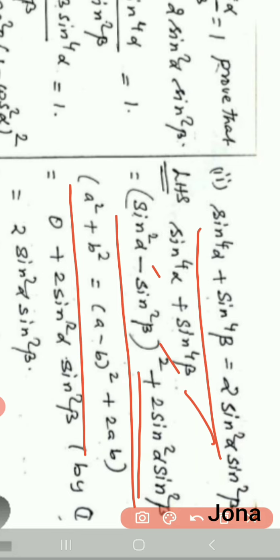So by the previous result I have, this one is equal to 0. So instead of this I can substitute the value 0 here and keep the remaining thing as it is here. Okay, so the answer for this is 2 sin square alpha sin square beta, which is the required proof.